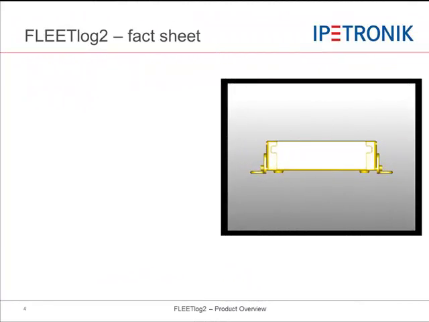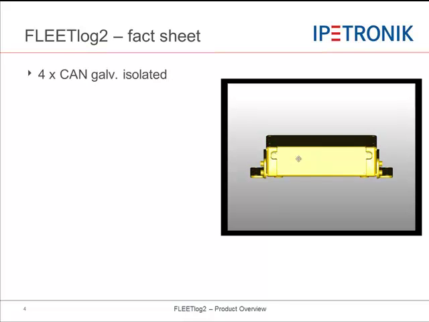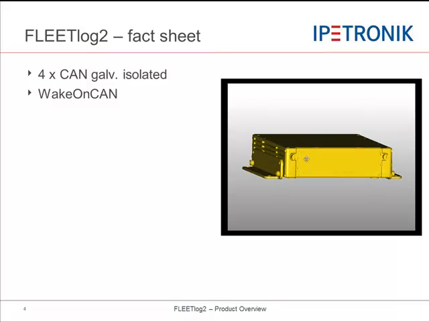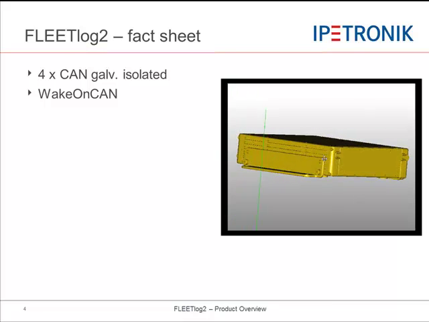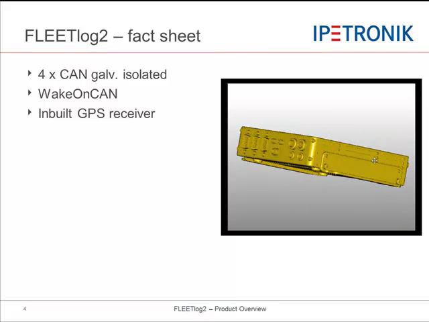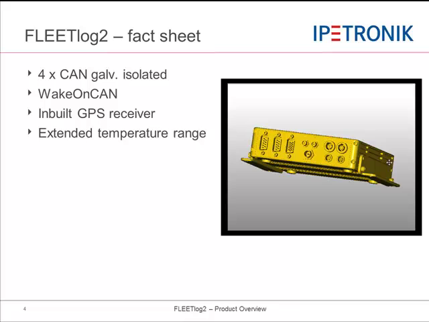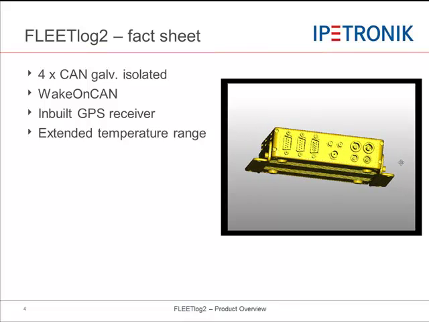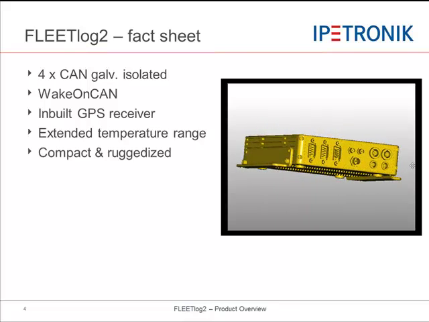The main features can be summarized as: the unit supports 4 isolated CAN interfaces with Wake-on-CAN to start automatically logging when CAN traffic is received. With the inbuilt GPS receiver, you can record the GPS position. The device is supporting an extended temperature range in a compact and ruggedized housing.